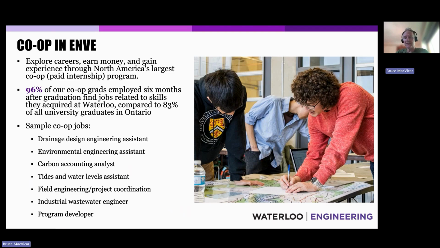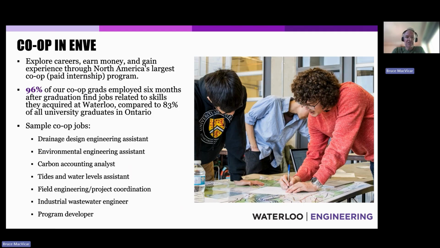Co-op is a huge part of all of engineering at Waterloo. The ENVI program is no exception. 96% of our co-op grads find jobs related to skills that they acquired at Waterloo. That means they're working within the field. Going through the co-op really builds the CV. So when you graduate, you look different than students from other universities who maybe haven't had that much practice, really, right? So you get 6 co-op terms, up to 6.